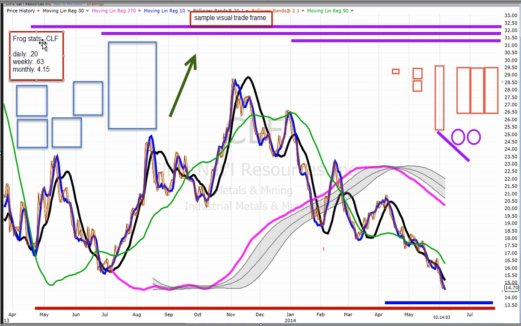Now, when we analyze the frog statistics for Cliffs Natural Resources, we know that a daily frog box is 20 cents, a weekly frog box is 63 cents, and a monthly frog box is $4.15. On a relative scale, this is what a daily frog box looks like.